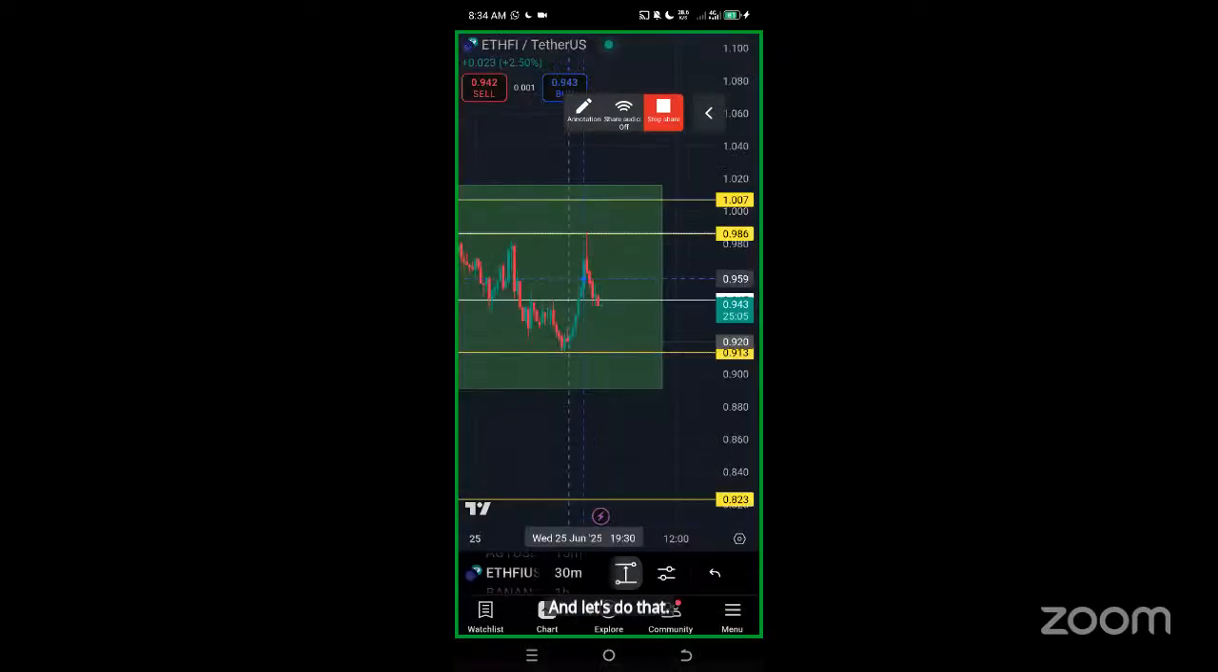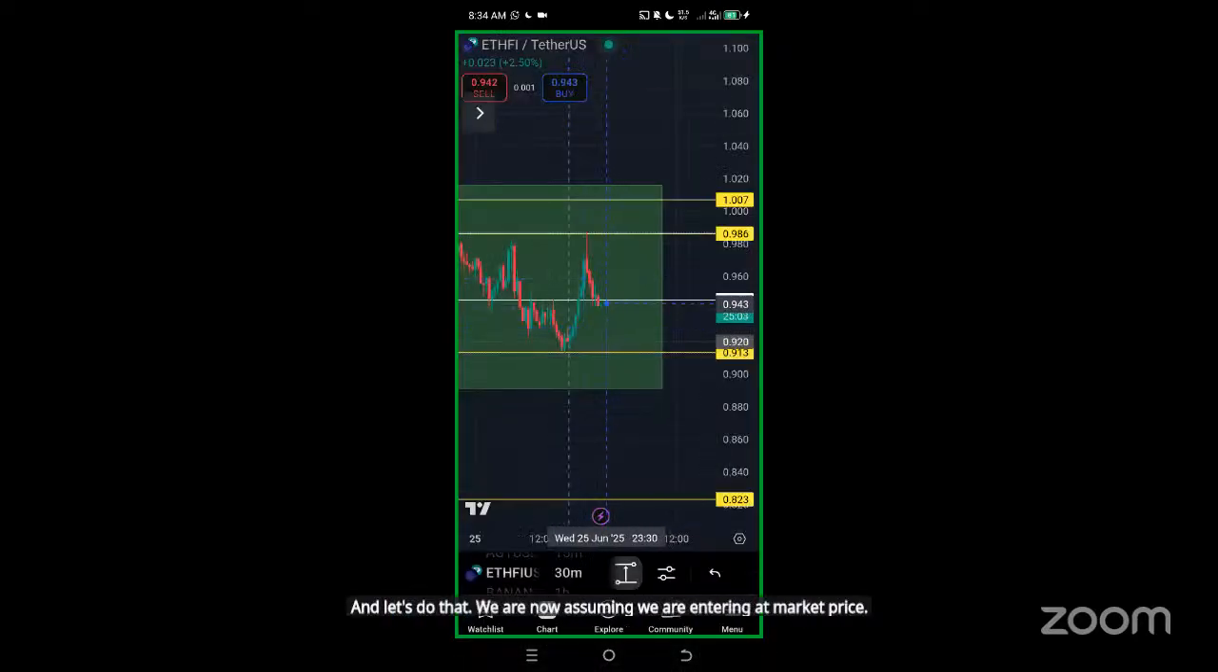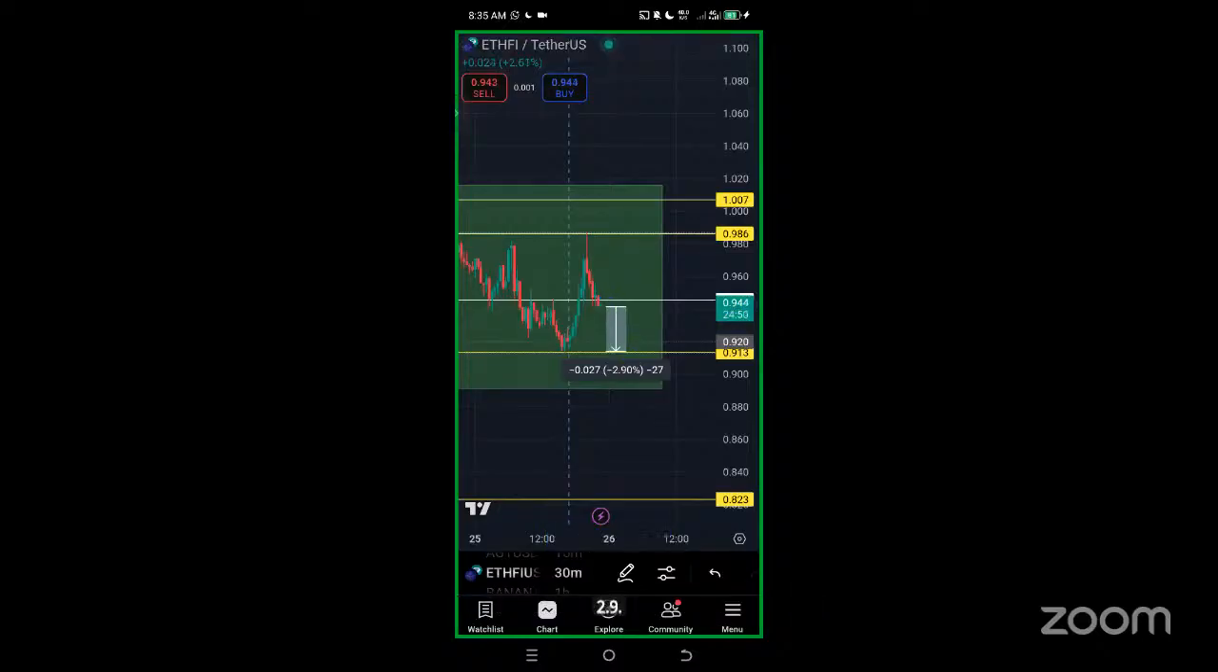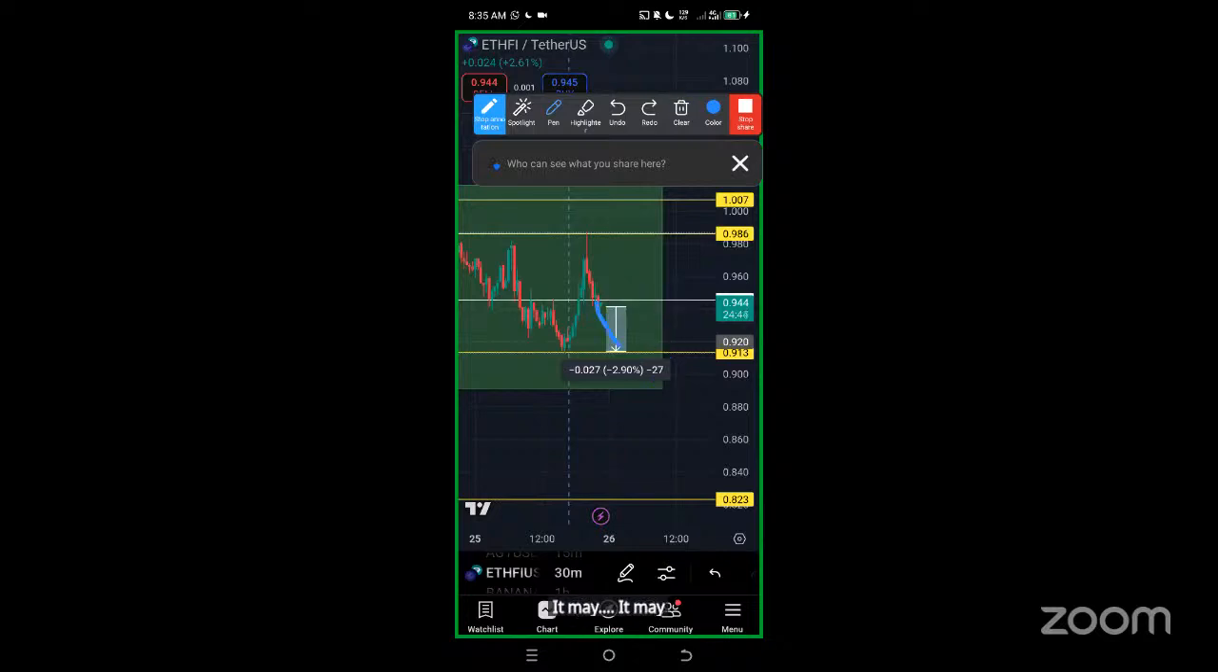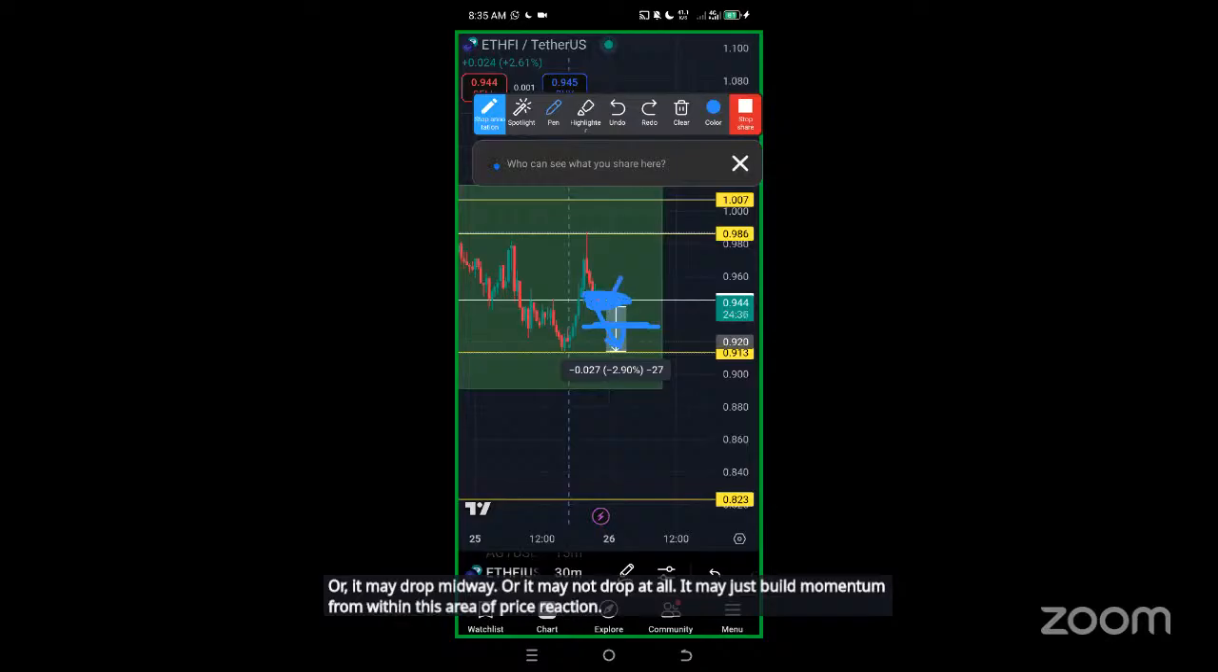We are now assuming we are entering at market price because we don't want to miss out on any movement, right? We can say that it is going to come down to support 1 and then it fails, right? So we can establish this. This is a distance of 2.9, right? So there's a likelihood that it may drop down, or it may drop midway, or it may not drop at all. It may just build momentum from within this area of price reaction and then just goes up.